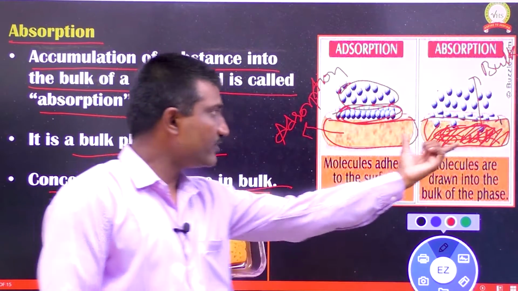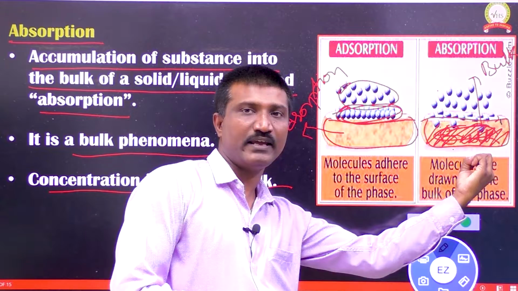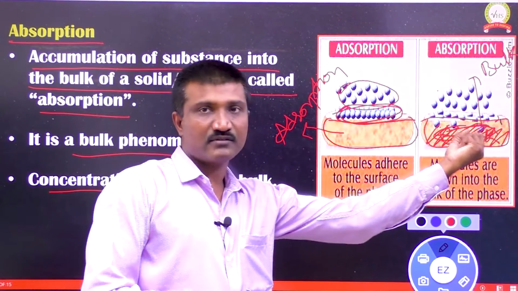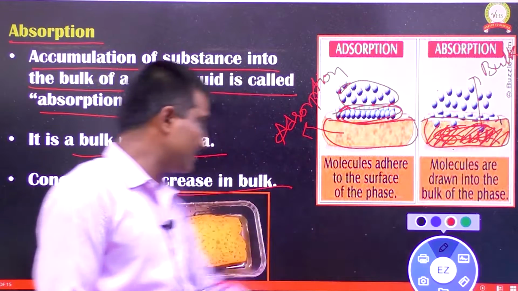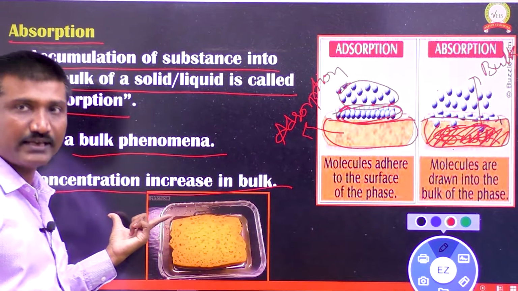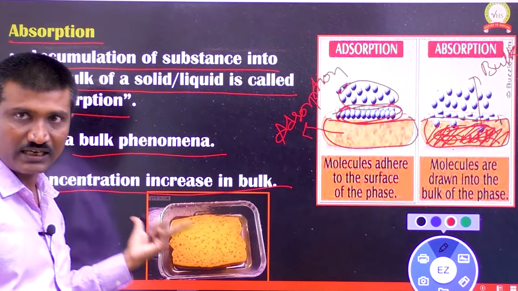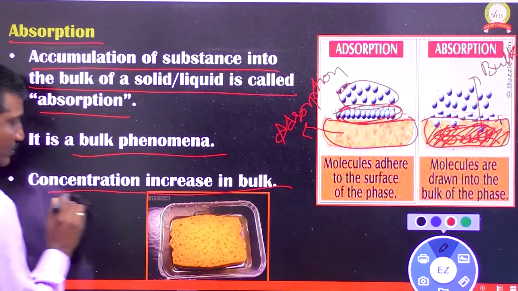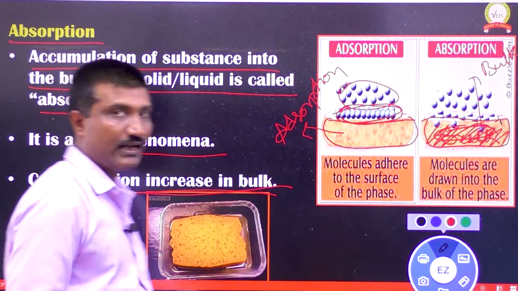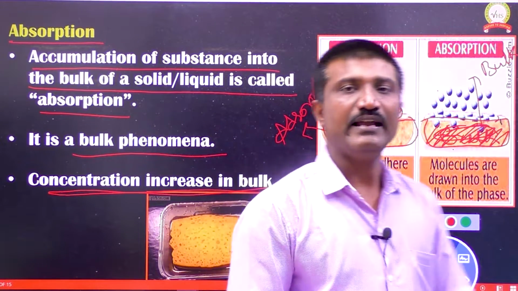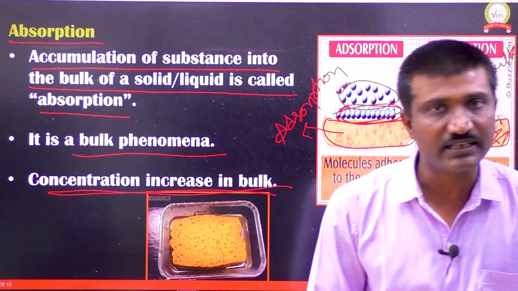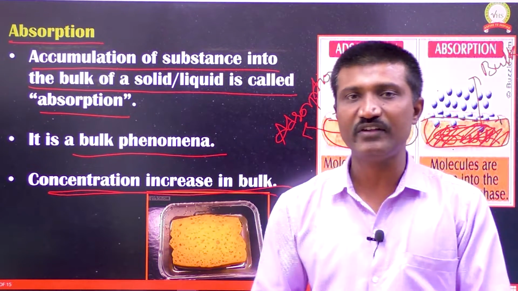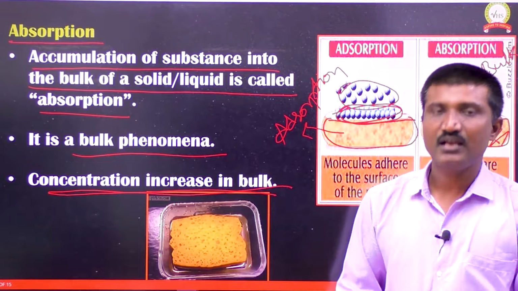So, in this unit volume, if more molecules are occupying, then concentration increases. If fewer molecules are occupying, then concentration decreases. Is it clear? Everything takes place in bulk only, so concentration increases in bulk only in the absorption process, whereas in adsorption concentration increases on the surface. So, these are the differences between adsorption and absorption.